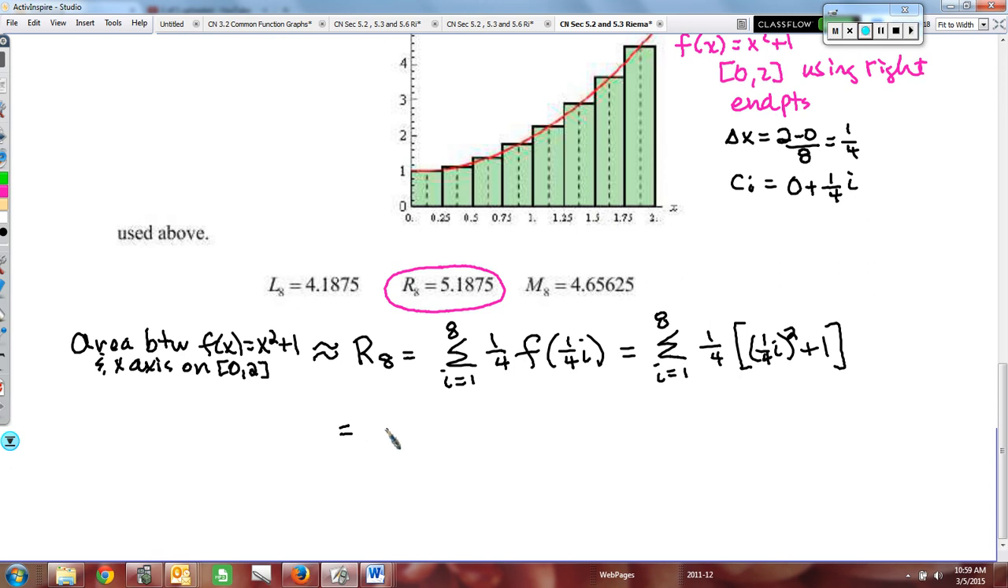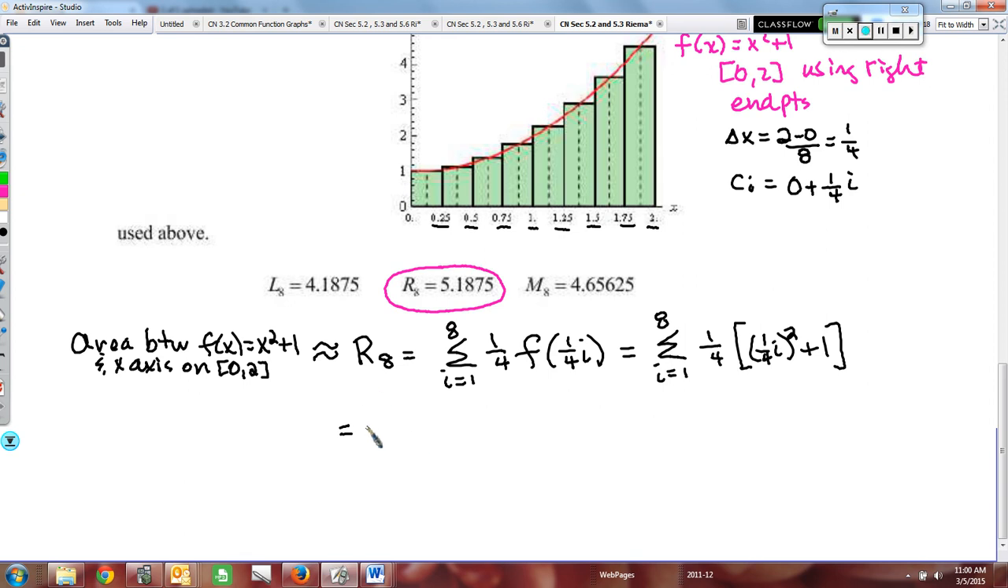So you basically go, I can identify, by formula or by common sense once you label it out, since it was only going 0 to 2, I can tell my right endpoints. There's my first one, my second, my third, and so on. So I have all of my right endpoints. I know that I'm going to do 8 rectangles, and I know the width is 1/4.